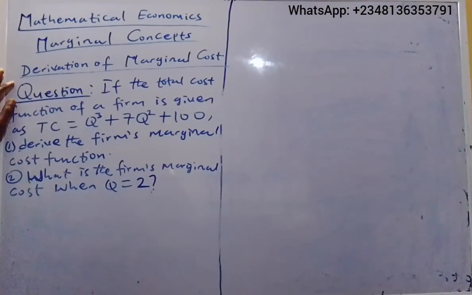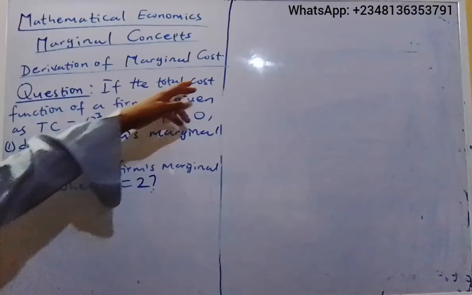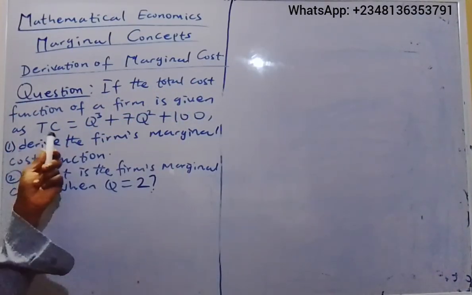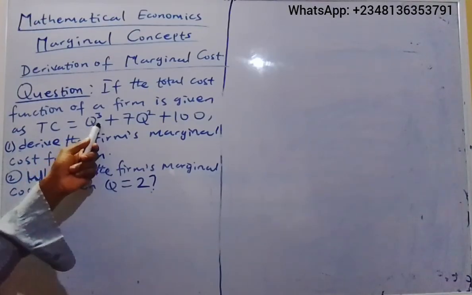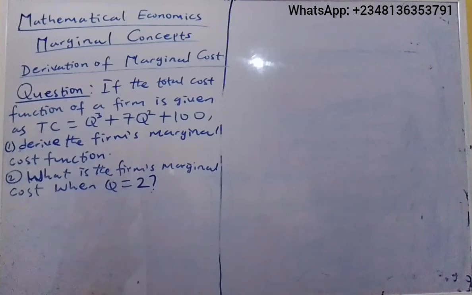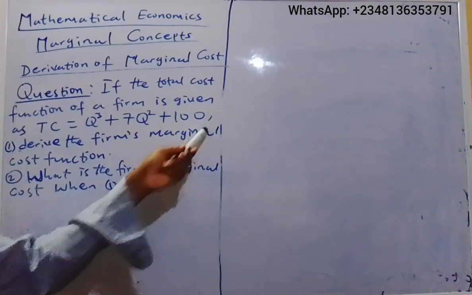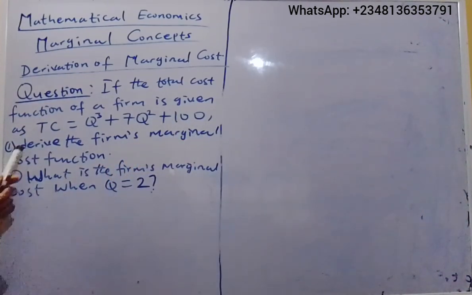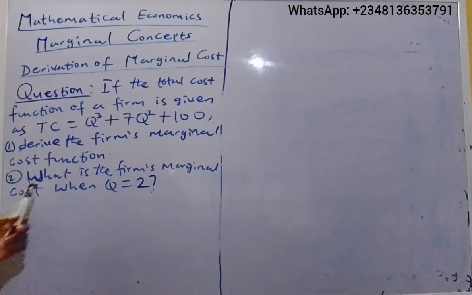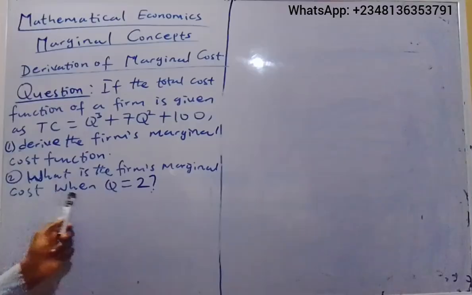So let's take a look at this question. The question says, if the total cost function of a firm is given as TC equals Q raised to the power 3 plus 7Q raised to the power 2 plus 100, then we are asked to derive the firm's marginal cost function, and to find what the firm's marginal cost is when Q equals 2. So here is the solution.